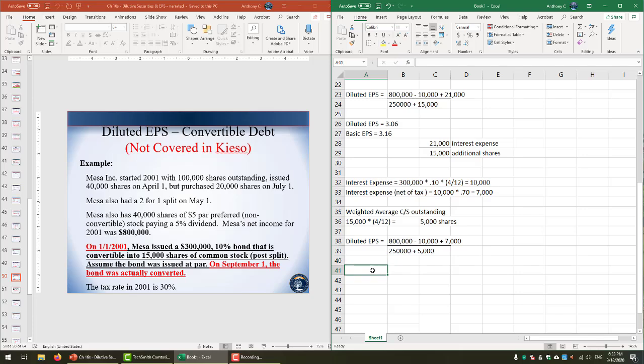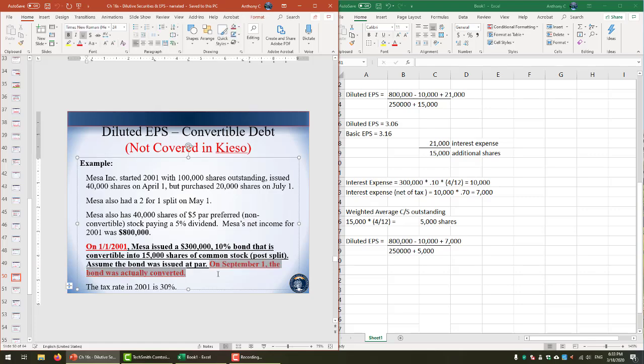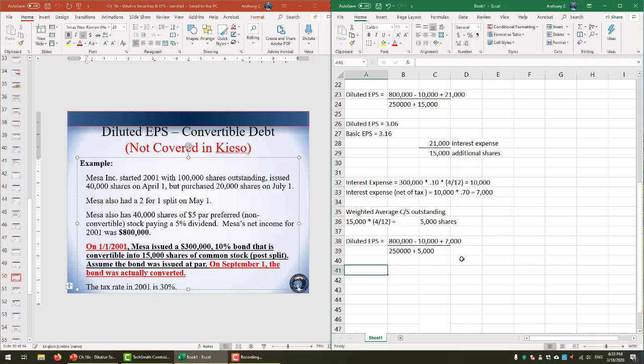So in this case, what's in red font is what's been changed from the previous example. So we still have a convertible bond here. Basic EPS, for the most part, is the same. We're going to see how it changes in just a bit. So the bonds are issued on January 1st, 2001. And then September 1, the bonds actually converted.